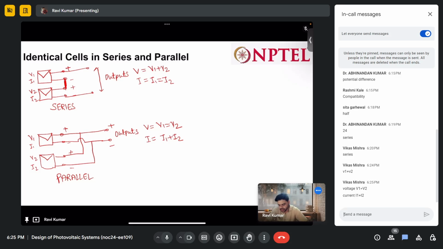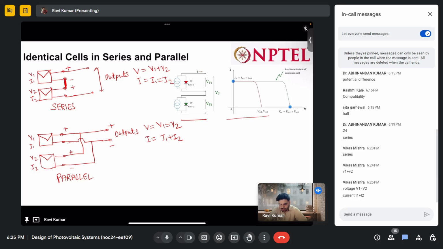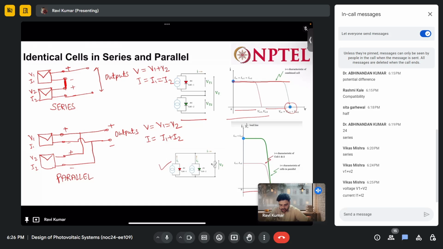Here you can see this is the series connection, and this will be the IV characteristics. Here current remains constant while voltage becomes double, like V1, V2, so it is double. For the parallel connection, we have voltage V1 equals V2 and current is double, I1 plus I2. So these are the characteristics of solar cells while they are connected in series and parallel.